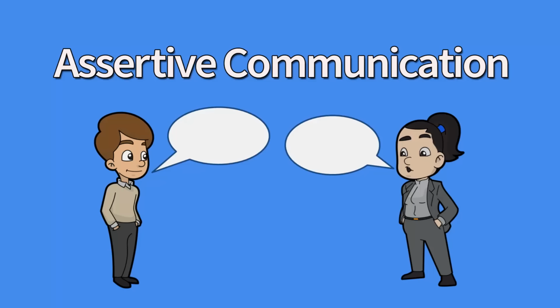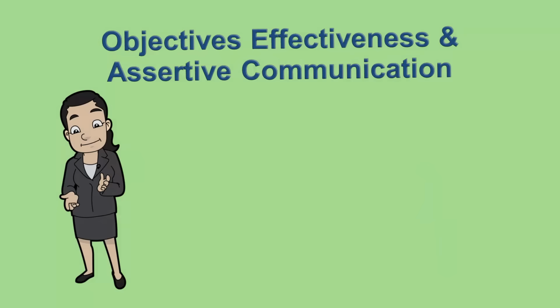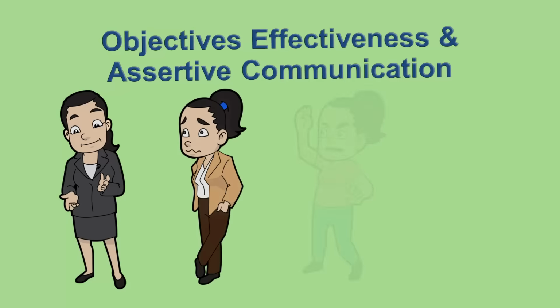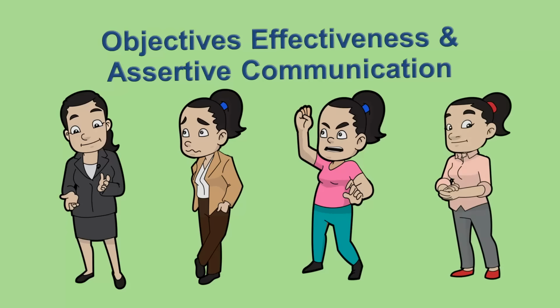In this video, we're going to learn how to communicate more assertively by using one of the interpersonal skills from dialectical behavior therapy called objectives effectiveness, which refers to getting what we want or need from another person by being assertive rather than passive, aggressive, or passive-aggressive.